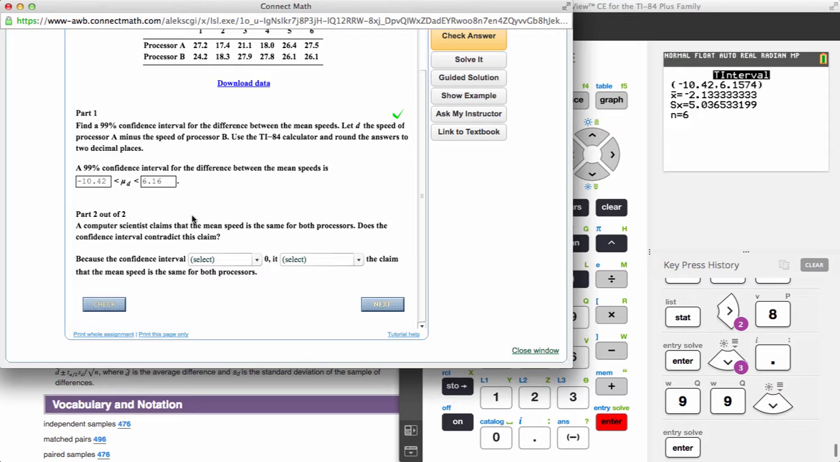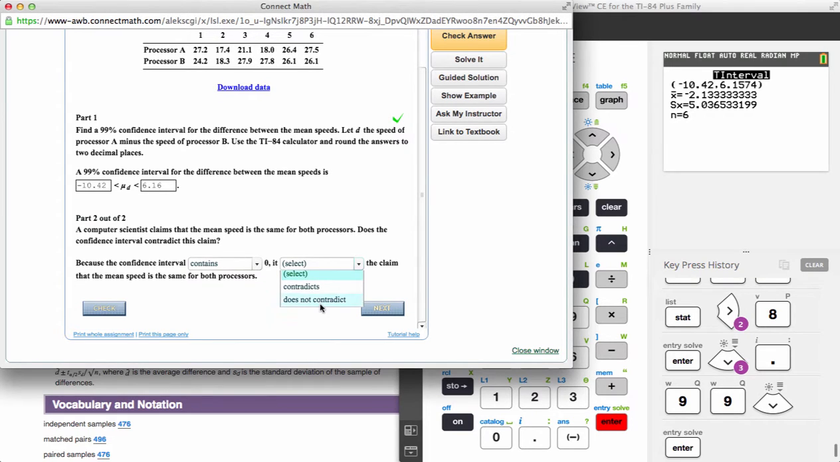Remember that the interpretation for this interval is that we are 99% confident that the difference between the speeds in the processors is between minus 10.42 and 6.16. So therefore it's likely that there is no difference since that interval contains 0. So because the interval contains 0, it does not contradict the claim that the mean speed is the same for both processors.